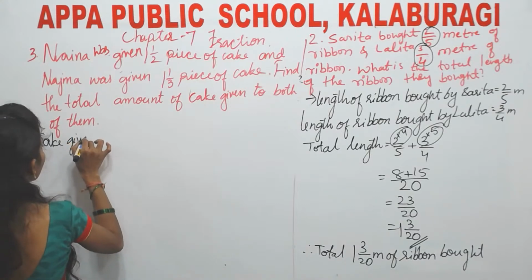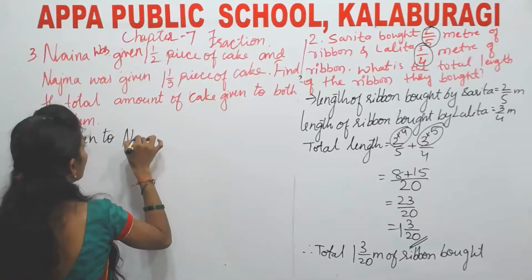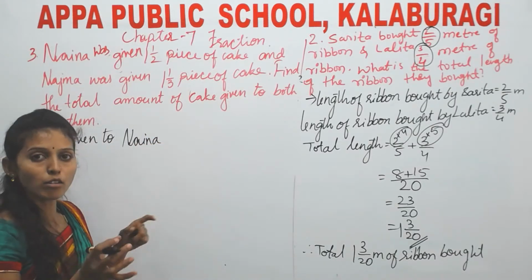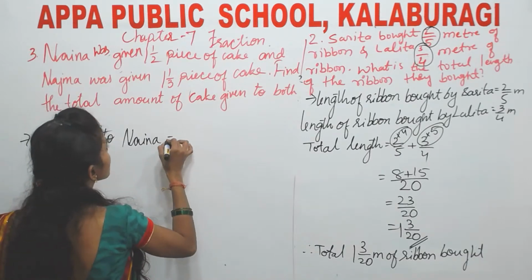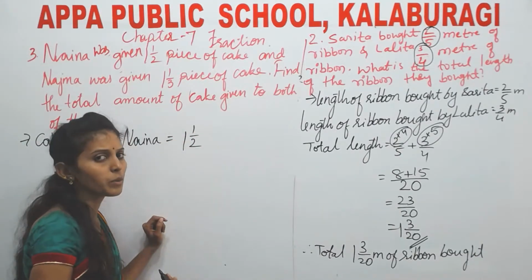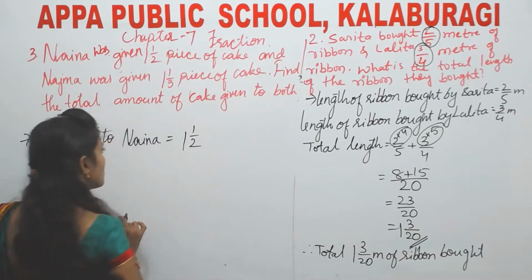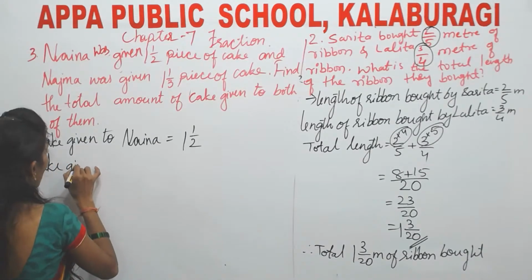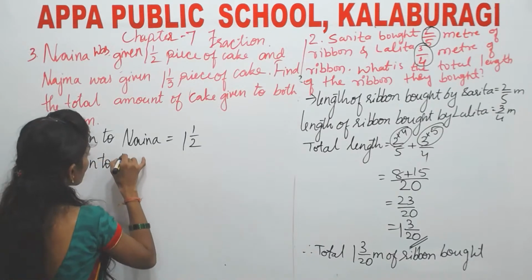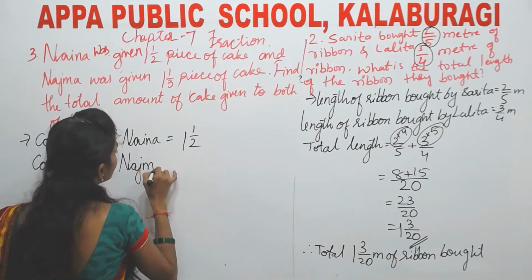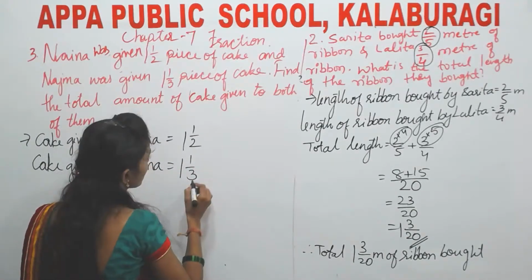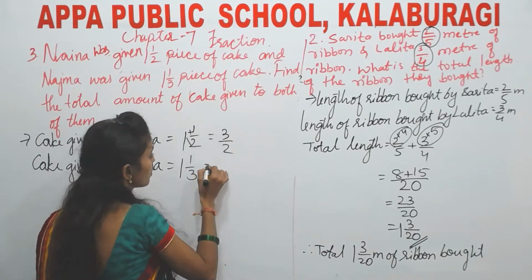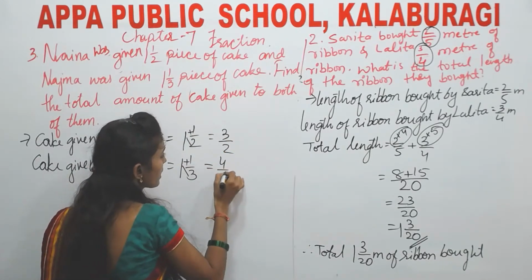Cake given to Naina. Piece of cake, or amount of cake, part of cake, you can write, no problem. Is one integer, 1 by 2. Convert it, or else while adding only you can convert, no problem. Anyhow, as you wish, you have to add, right? Given to Najma, which is 1 integer 1 by 3. Convert. 2 ones are 2 plus 1, 3 by 2. 3 ones are 3 plus 1, 4 by 3.